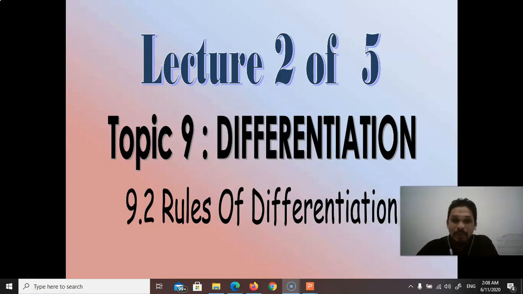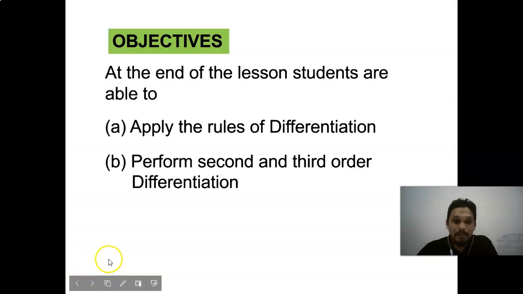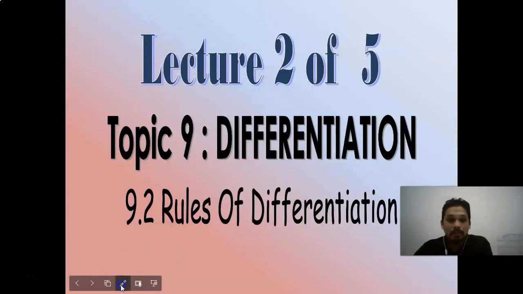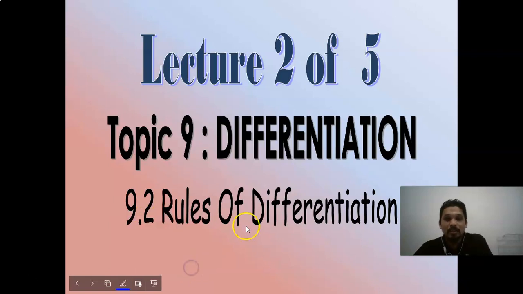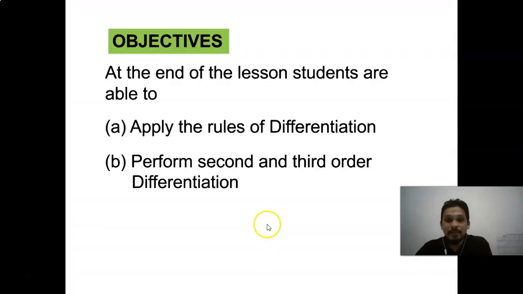Okay, so now we are on part 2 of our lecture. Still the topic of differentiation. Part 2 out of 5 rules of differentiation here. So at the end of the lesson, you should be able to apply the rules of differentiation and perform the second and the third order differentiation.